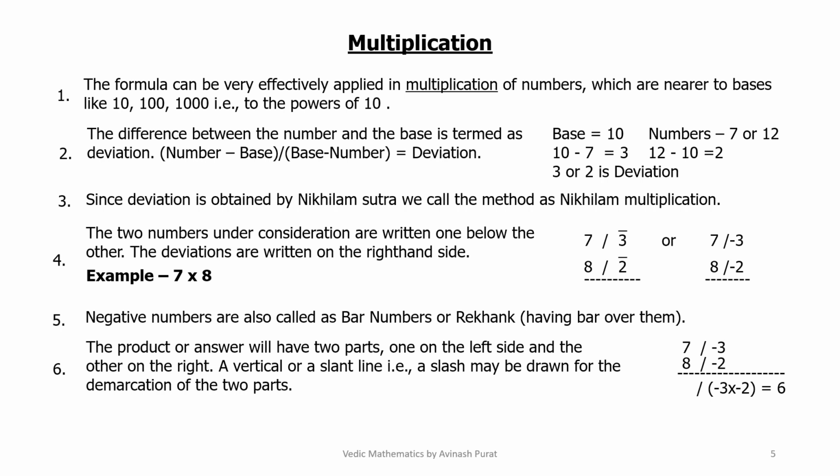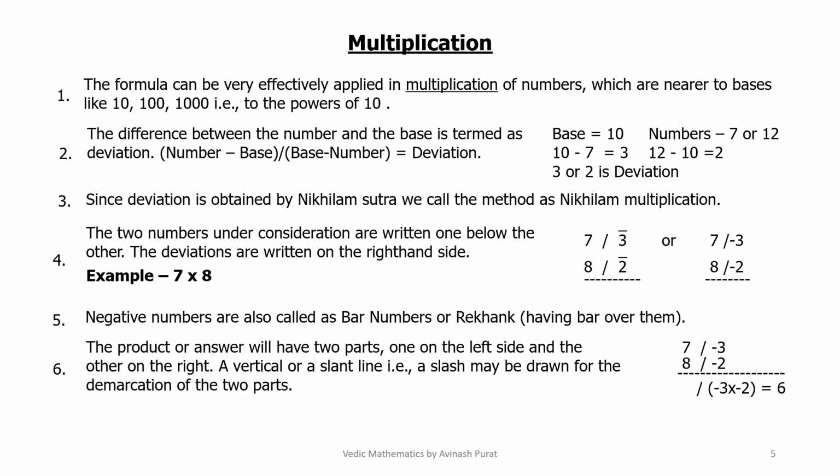Multiplication. The formula can be very effectively applied in multiplication of numbers which are near to bases like 10, 100, 1000, that is, the powers of 10. The difference between the number and the base is termed the deviation. So number minus base, or base minus number, is the deviation. If the base is 10 and the numbers are 7 or 12, 10 minus 7 is equal to 3, or 12 minus 10 is equal to 2, and 3 or 2 is the deviation.